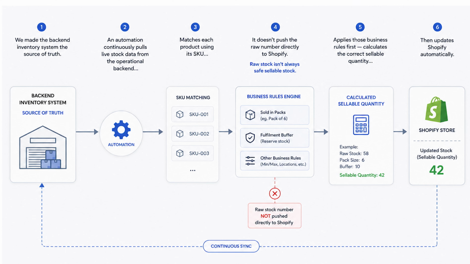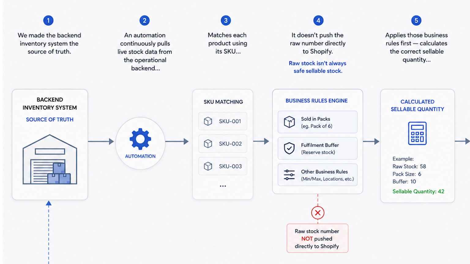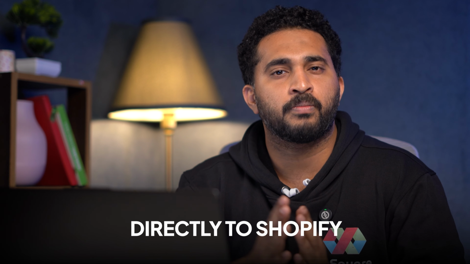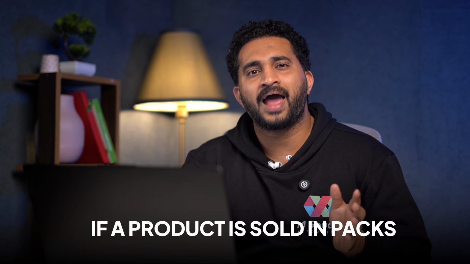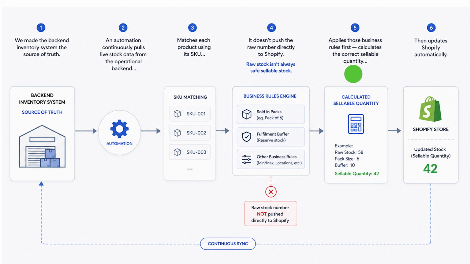So here is what we built. We made the backend inventory system the source of truth. And automation continuously pulls live stock data from the operational backend, matches each product using its SKU, and this is the most important bit, it doesn't push the raw number directly to Shopify, because raw stock is not always safe sellable stock. If a product is sold in packs or if the business keeps a fulfillment buffer, the storefront needs to reflect that. So the automation applies those business rules first, calculates the correct sellable quantity, then updates Shopify automatically. No spreadsheets, no manual checking, no one remembering to sync the stock. The store always shows what can realistically be sold.